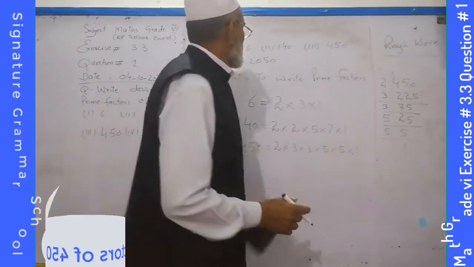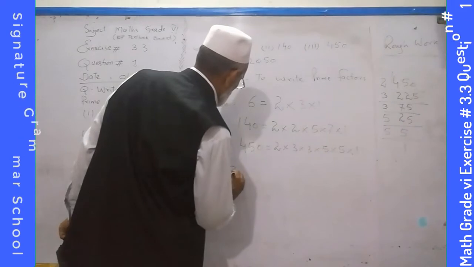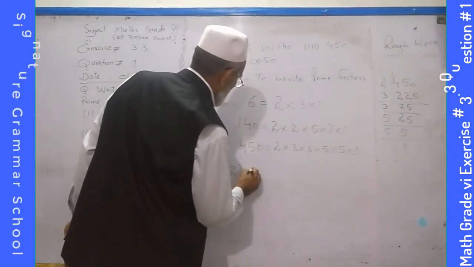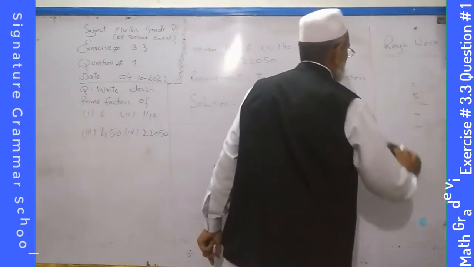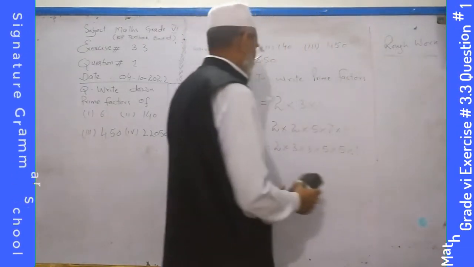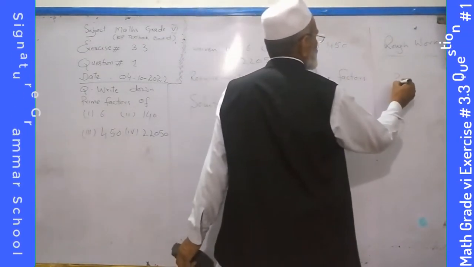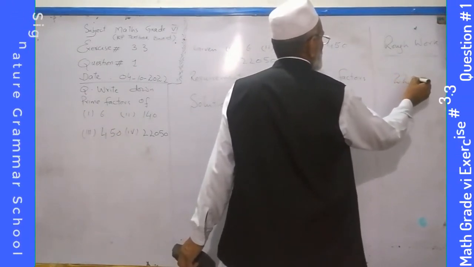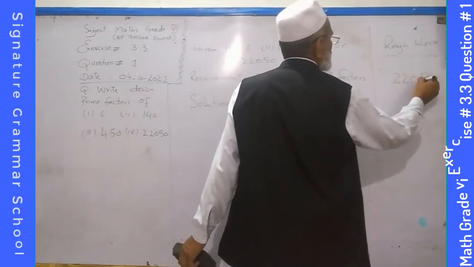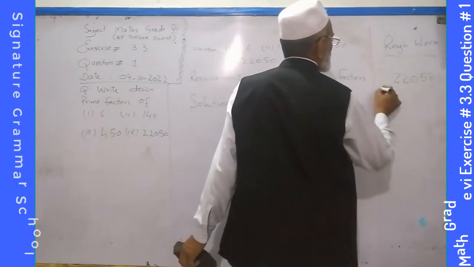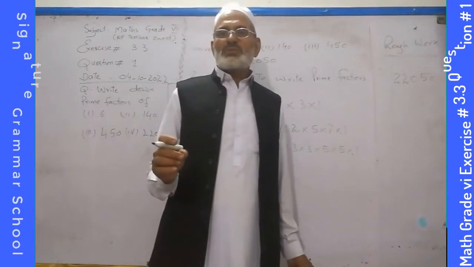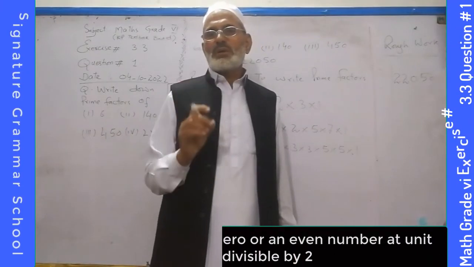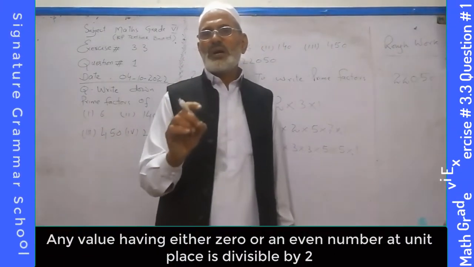Now the last one, that's 22,050. I'm starting this sum in the same way. I'm writing here 22,050. I'm drawing two lines here, and the last digit is 0, which means that this value is divisible by 2, by 5, and by 10.